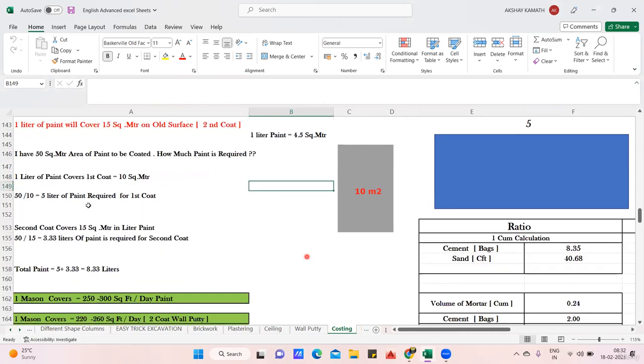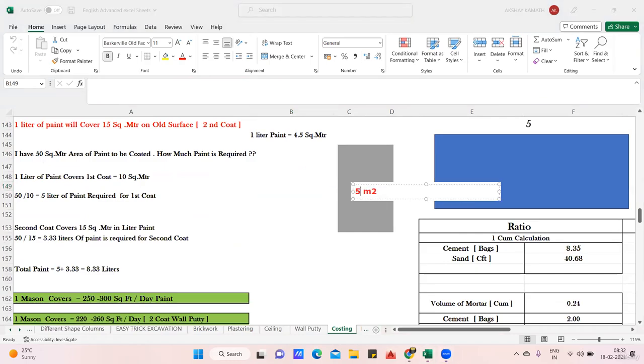Fine. Now let us say I have a 50 square meter area. Instead of this, I'll make this as 50. Let us say I have a wall whose area is 50 square meter. Now tell me how many liters of paint are required for this wall to be painted in two coats. How much paint is required?